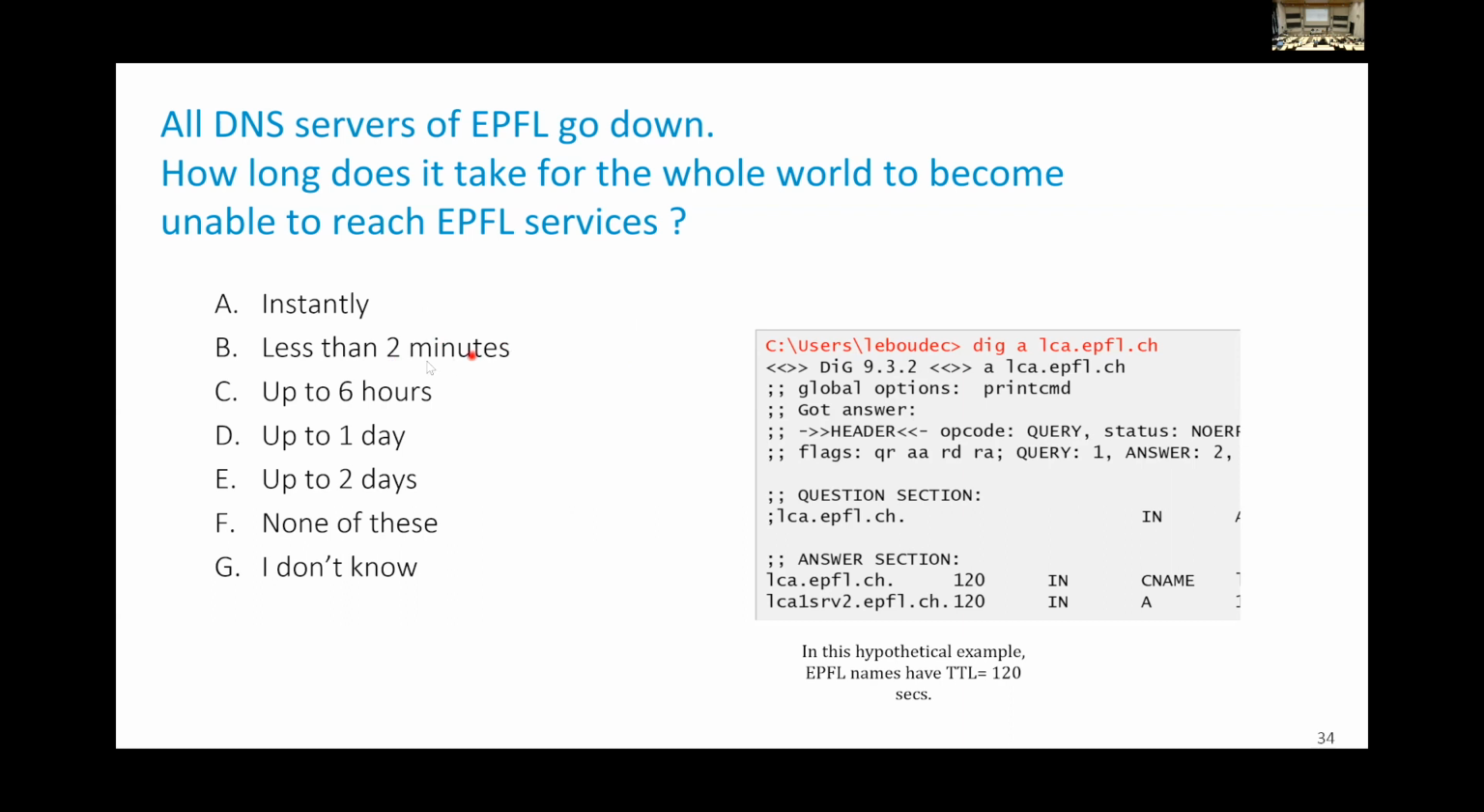But after 2 minutes, all the caches here will become stale, and you will not have the IP addresses here. This is what happened to Facebook last year. So that shows that if you put a very short TTL, then you have to make sure that your DNS system is constantly up and running.